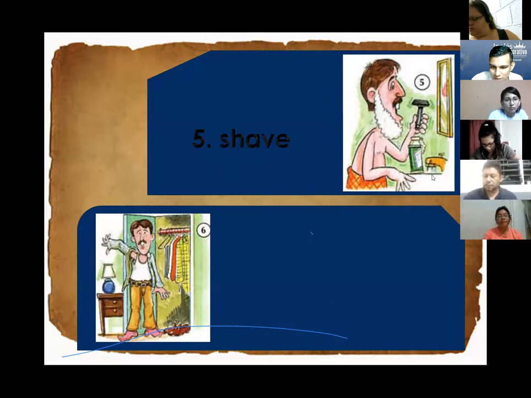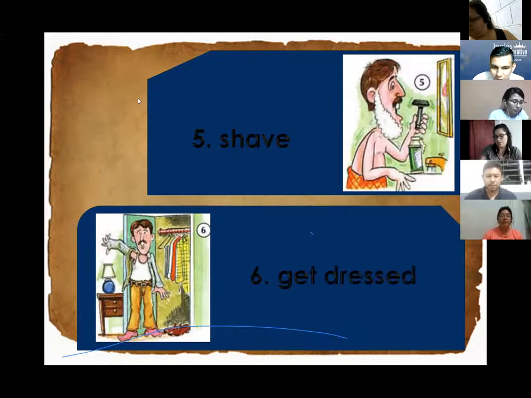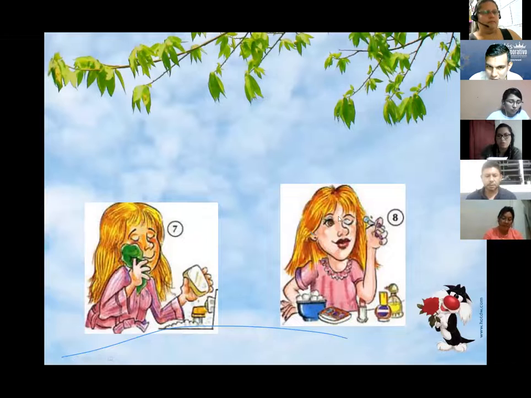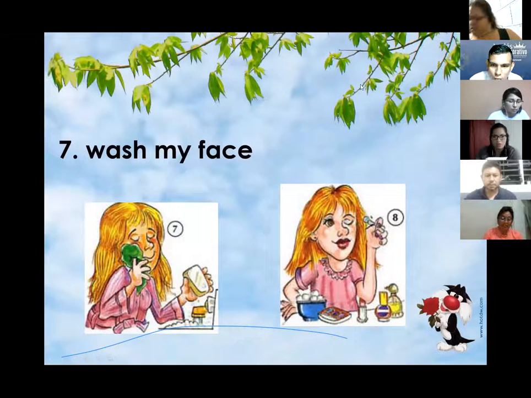What do you think is number six? You're going to guess number six. Get dressed. Good. Get dressed. La D al final se pronuncia como una T. Y tenemos ya seis actividades. Okay, ahí tenemos number seven: wash my face.